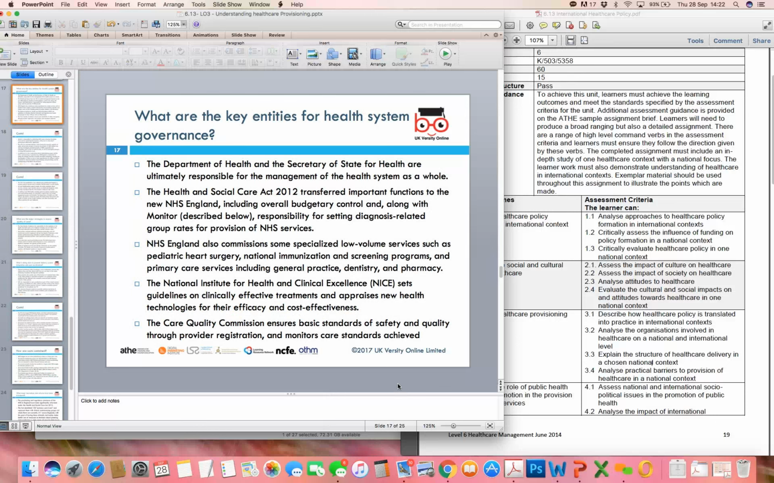So what do we know? How does somebody receive healthcare in the UK? Now we know that the NHS gives you this care, but there are 4 key pillars of the NHS which actually provide it. One is the Department of Health and the Secretary of Health, which looks after setting the policy and the framework.